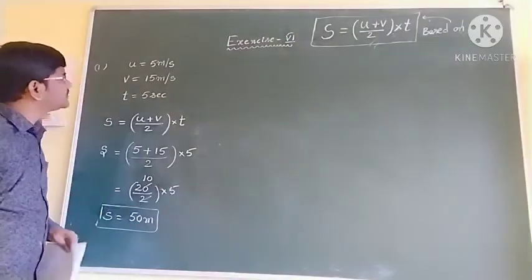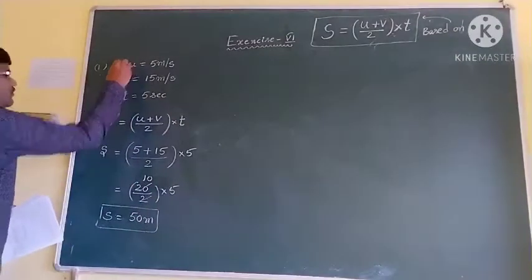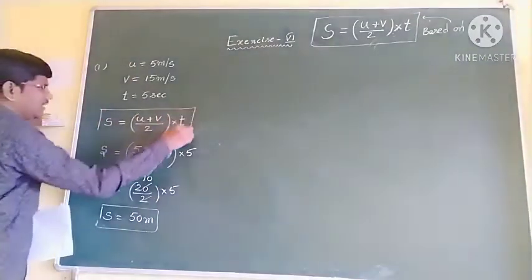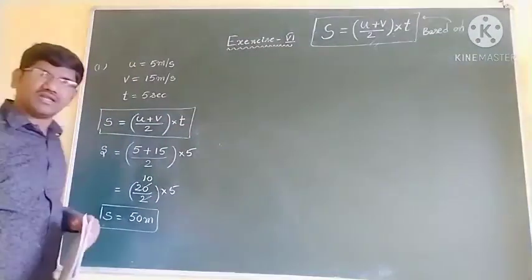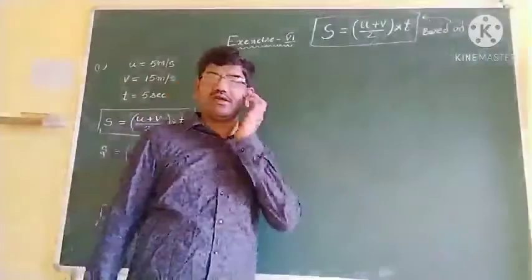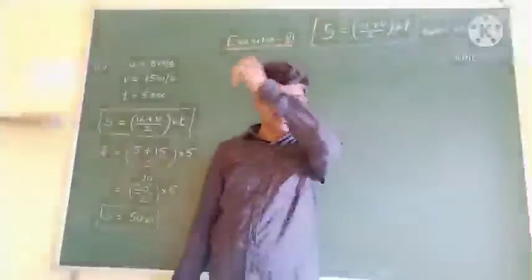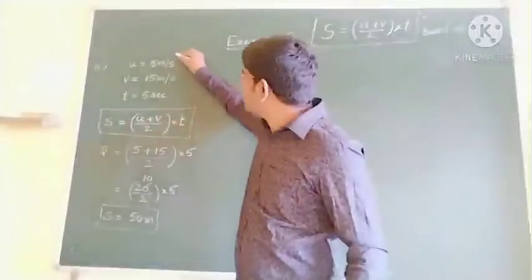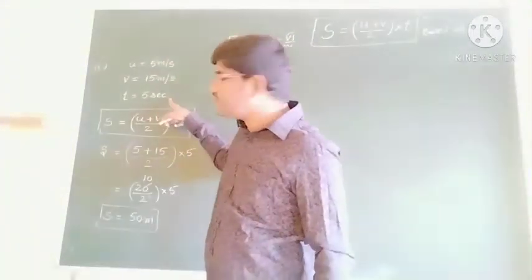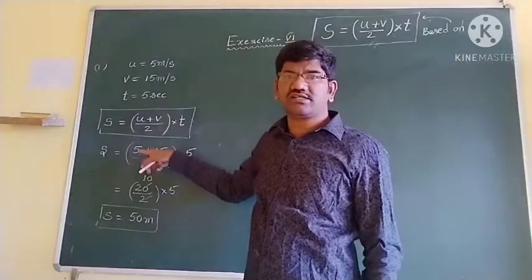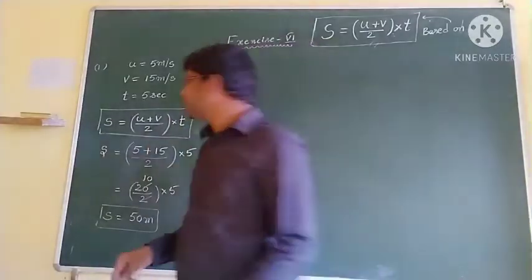Students, see, this is also one of the kinematic equations: S is equal to (U plus V) by 2 into T. We know the initial velocity, we know the final velocity, we know the time taken, and they are asking for the displacement. Fine. Now, next problem.